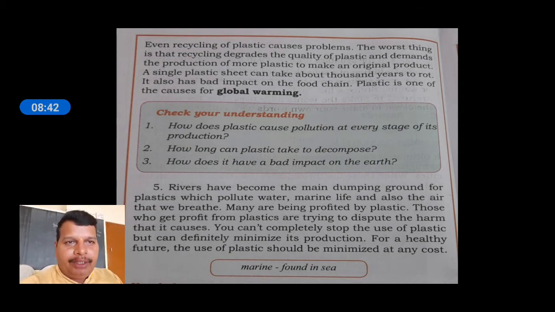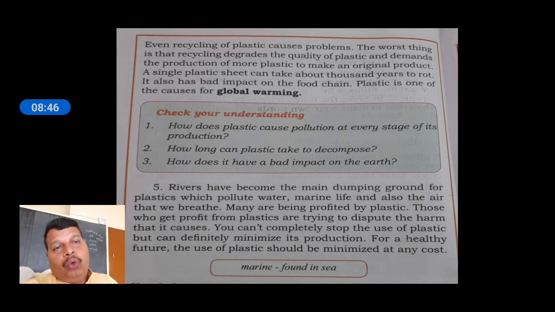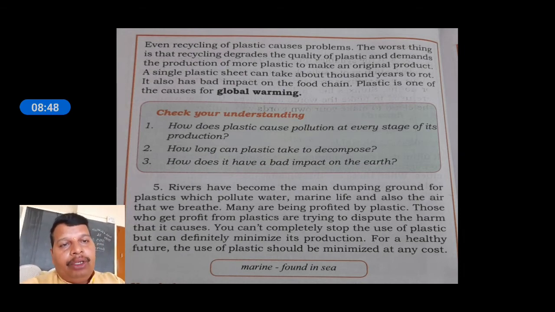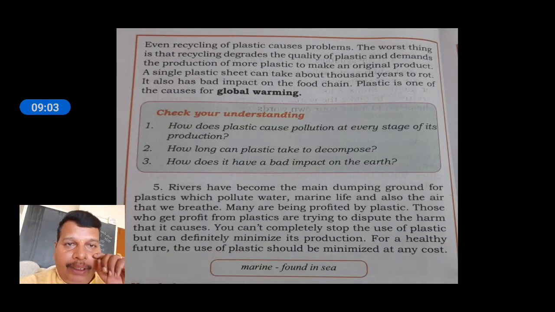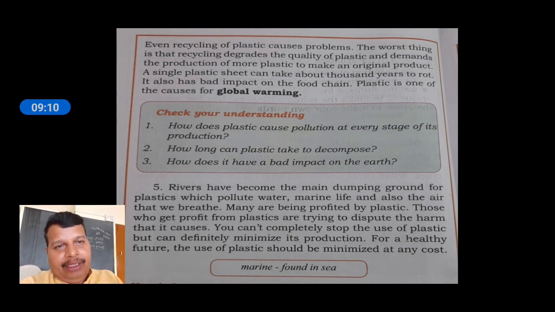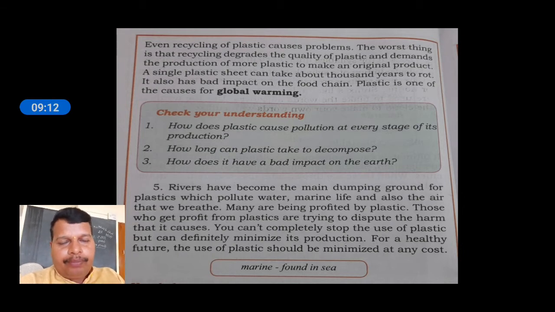We have the food chain, children. Plastic is one of the causes of global warming. Already you learned in global warming, the increase in the temperature of Earth's atmosphere is called global warming. Recycling, converting waste to reusable material, is called recycling. Got it, children?